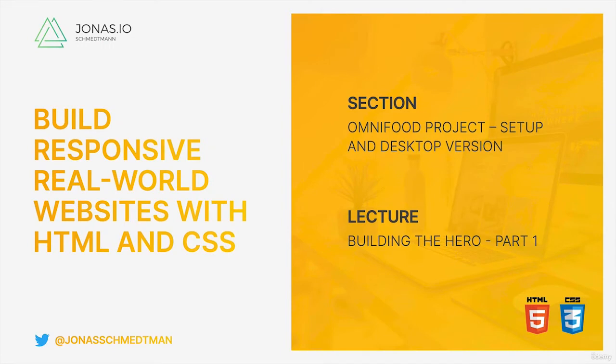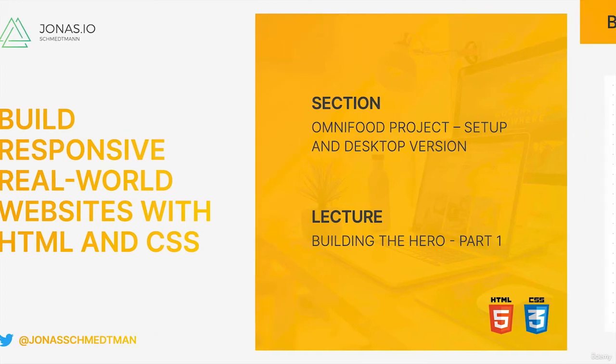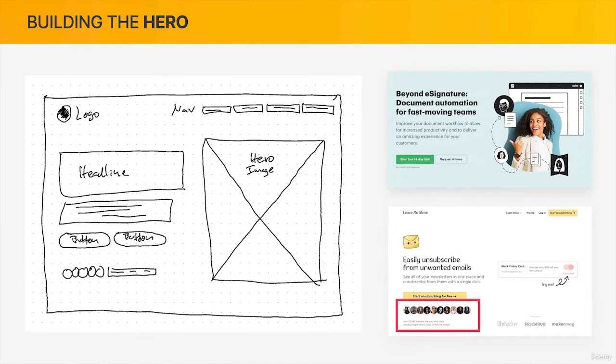Welcome back to the next lecture where we will now finally start building our project. And we're going to start with the hero section. And for that, I already created this sketch here. So as I mentioned before, we will create this layout where we have the hero image on the right side and then the content such as the headline and some description on the left side. So exactly like these two examples that I have selected from our layout gallery lecture.